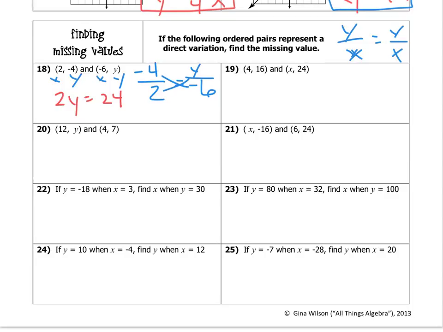All right. So now what we want to do is solve for y. Dividing by 2 cancels out. Divide by 2, and y equals 12. Okay.